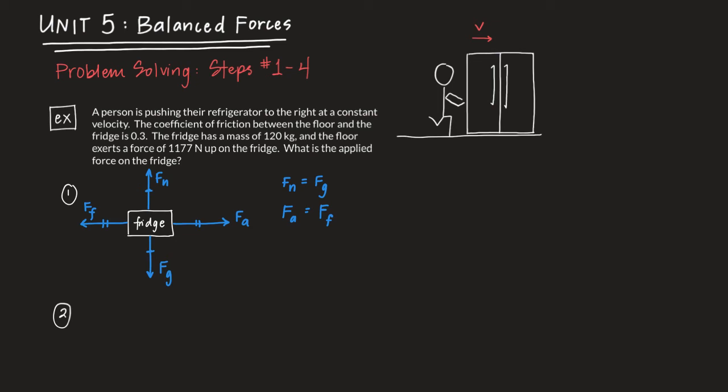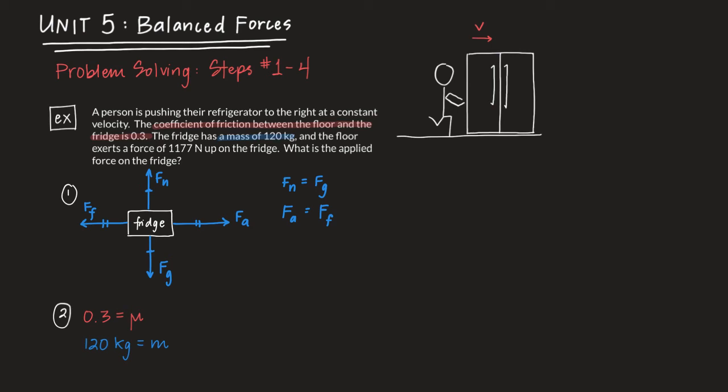Step 2, we're going to write down our givens. The first number I'm given is that the coefficient of friction between the floor and the fridge is 0.3. So 0.3 is equal to my coefficient of friction, mu, Greek letter mu. Next, they tell me that the fridge has a mass of 120 kilograms. So 120 kilograms is equal to m, the mass.